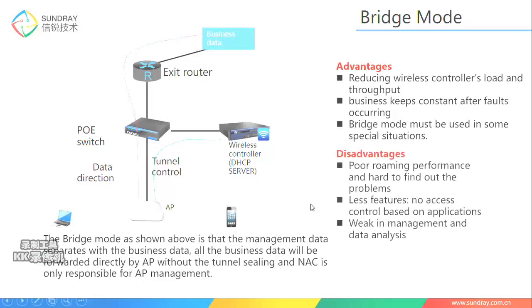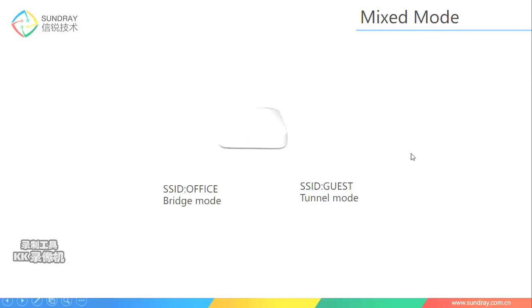The first disadvantage is poorer roaming. It's not poor, it's just not as good as with tunnel mode, and there are fewer features, with no access control based on application and URLs. So this is the main disadvantage of bridge mode. And also we can set tunnel mode and bridge mode on different SSIDs in the same AP.